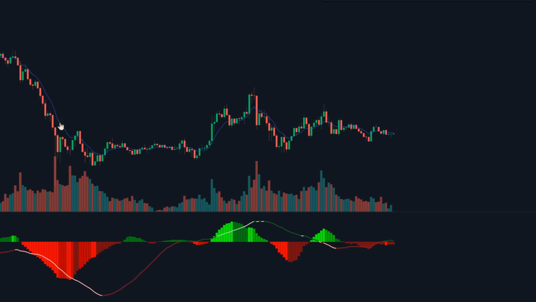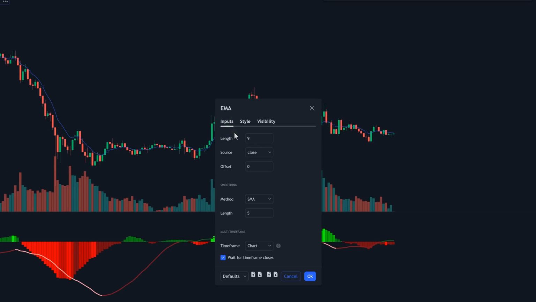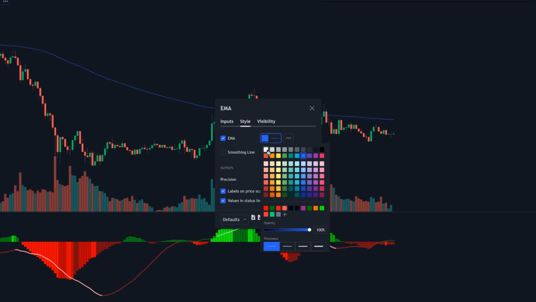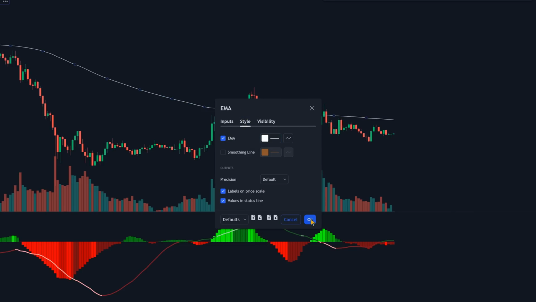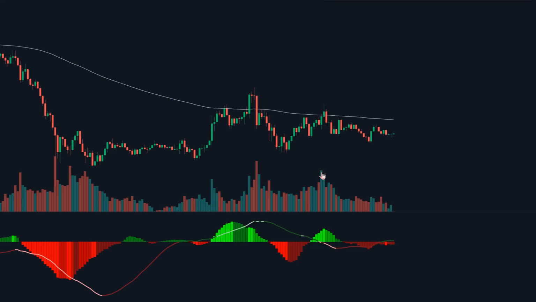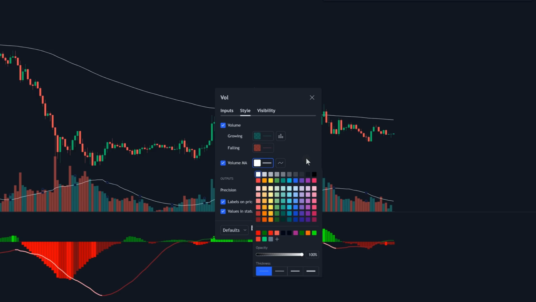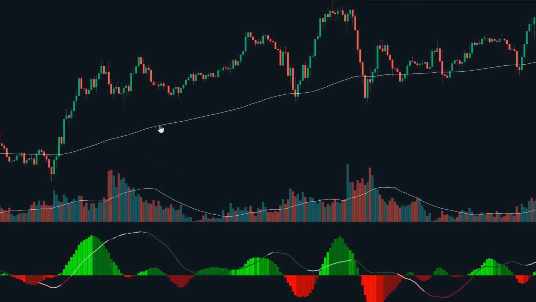Double-click on the EMA, then on the inputs tab, change its length to 150. Then on the style tab, change the EMA color to white. After that, click OK. Then for the volume indicator, you're going to go to the style tab. Then here, activate the volume EMA, then change its color to white. After that, click OK.